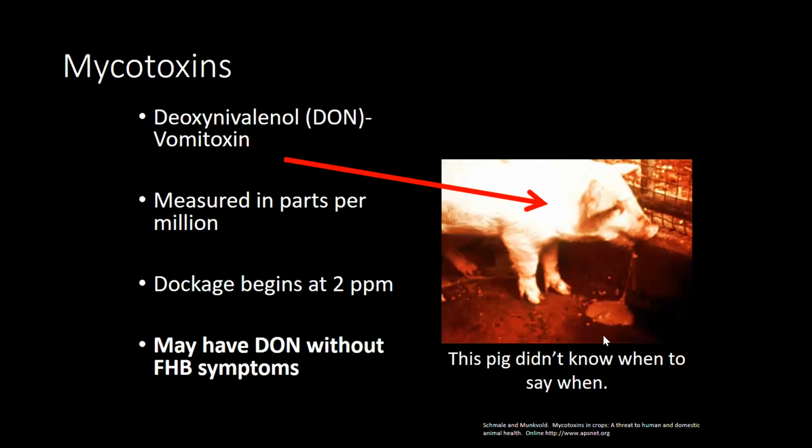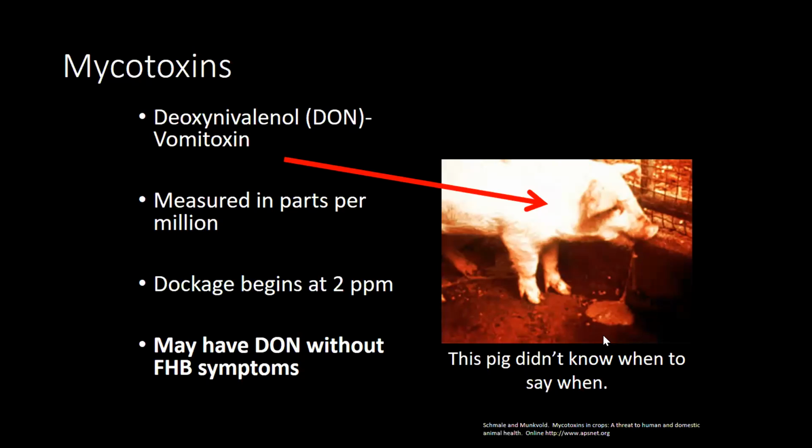Mycotoxins, as I mentioned, are very important. The big one that we talk about is deoxynivalenol, although there are other types of toxins that can be produced by Fusarium graminearum, culmorum, and some of the other species that can cause head blight. These are measured in very small quantities, parts per million. And typically when we're trying to sell our grain, especially for human consumption, we're going to start seeing that dockage start at 2 parts per million, and sometimes even lower than that in some areas.